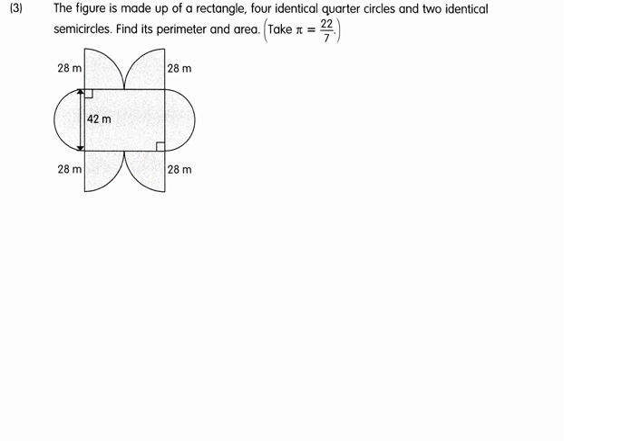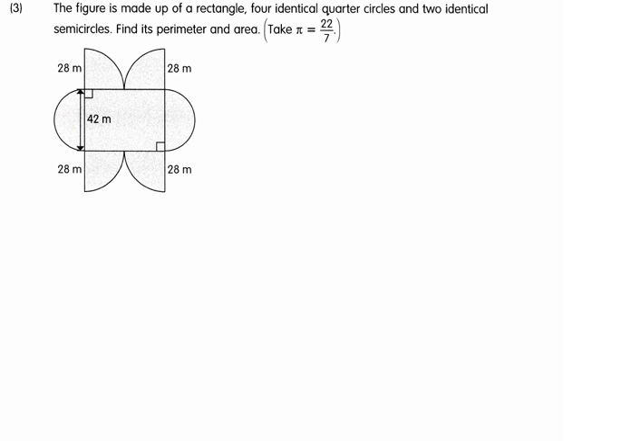Since it's 4 identical quarter circles, the 4 identical quarters will make up one circle. Very good. Okay, and 2 identical semicircles. So you have this and this. The 2 semicircles will also add up to form 1 circle. Now, is the circle formed from the quadrants the same size as the circle formed from the semicircles? No, right? Okay, very important. You must know that it's not the same.